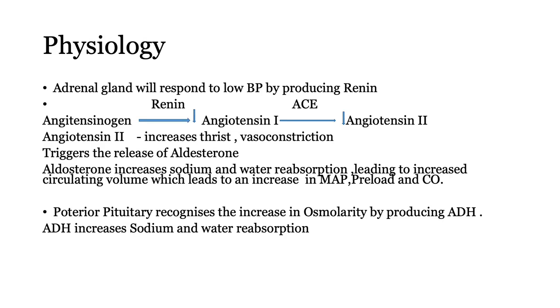Angiotensin 2 will also trigger the release of aldosterone. Aldosterone will cause an increase in sodium reabsorption in the kidneys. Sodium is usually reabsorbed together with water, so this will lead to an increase in circulating volume, which will lead to an increase in the mean arterial pressure, preload, and cardiac output. The posterior pituitary gland will recognize an increase in the osmolarity of the blood flowing through it, and because of this, it will respond by producing antidiuretic hormone. Antidiuretic hormone will increase the absorption of sodium and water.